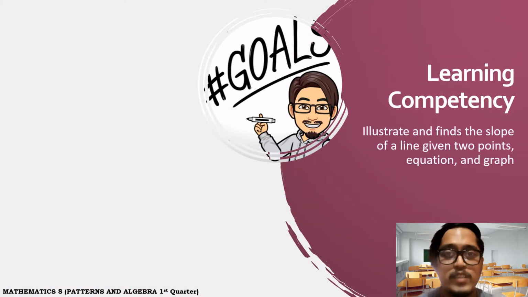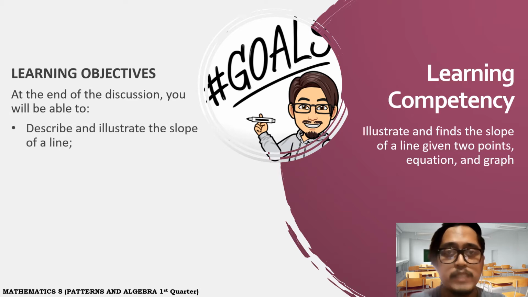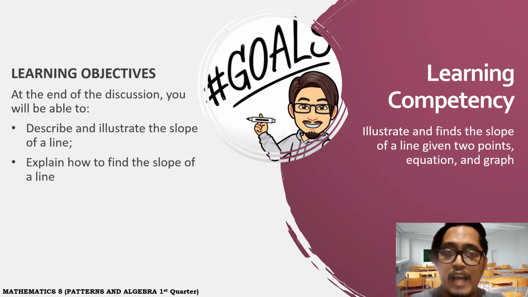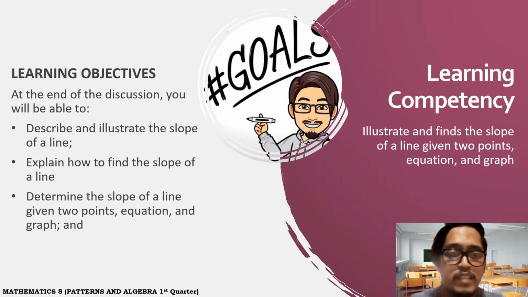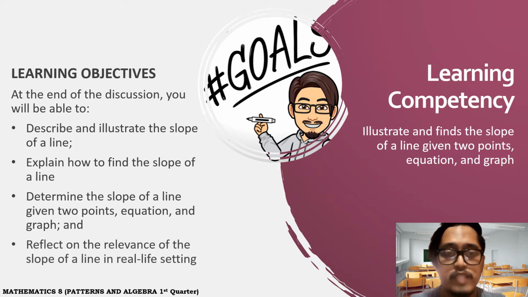Based on the learning competency, this video lesson will help you illustrate and find the slope of a line given 2 points, equation, and graph. Specifically, you are expected to describe and illustrate the slope of a line, explain how to find the slope of a line, determine the slope of a line given 2 points, equation, and graph, and reflect on the relevance of the slope in real-life setting.